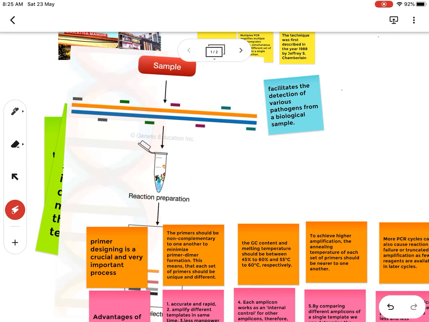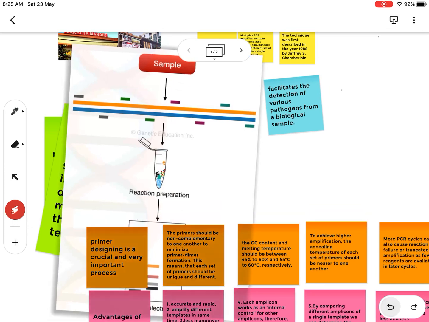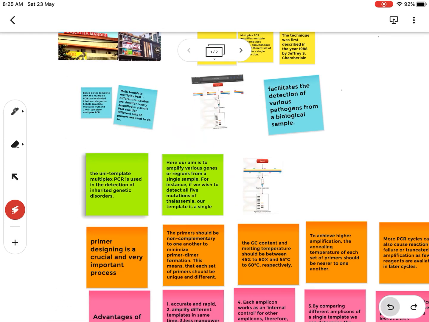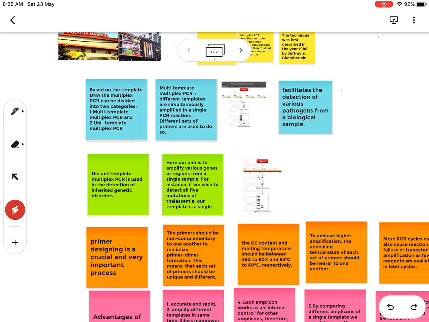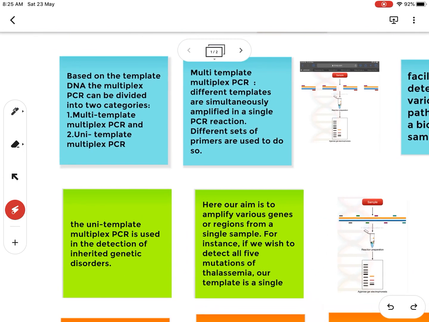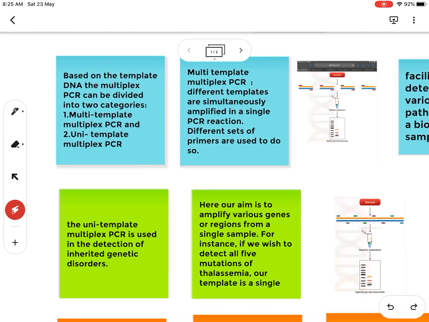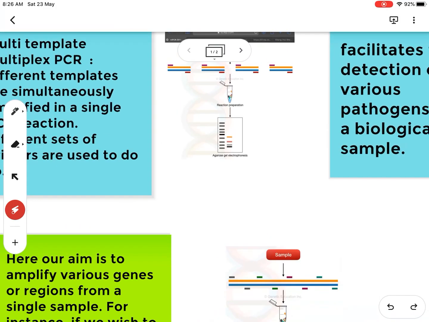Okay, so there are two types of multiplex PCR: the multi-template multiplex PCR and the uni-template multiplex PCR. In multi-template multiplex PCR, different templates are simultaneously amplified in a single PCR reaction. Different sets of primers are used. In case of uni-template multiplex PCR, a single template DNA is amplified using multiple sets of primers.